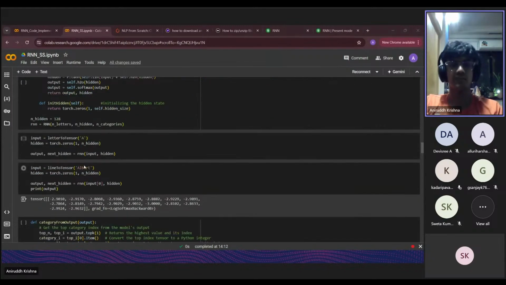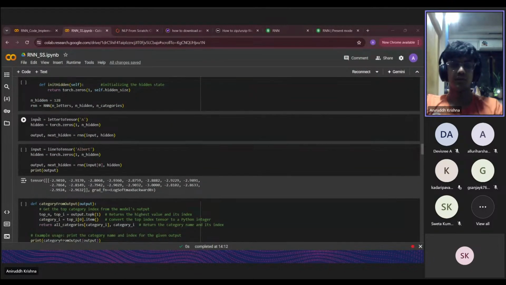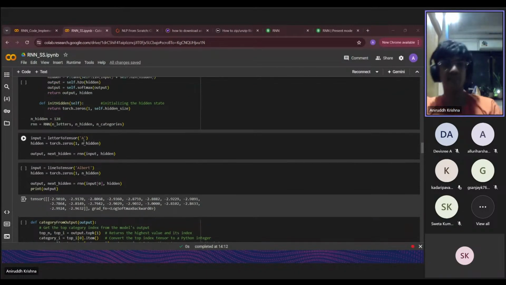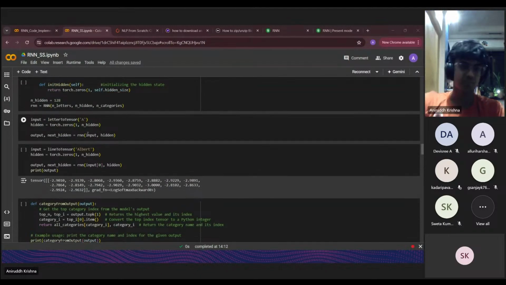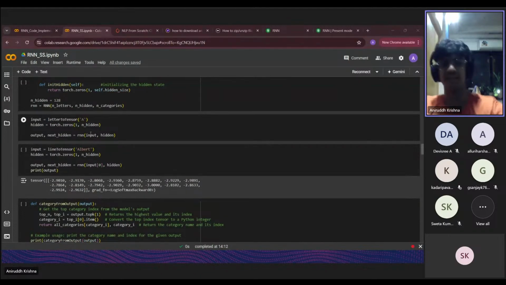Now, for example, I define input as letter_to_tensor of just the letter A, and hidden as torch.zeros(1, n_hidden), which I could also have done by calling this function init_hidden, or I could just directly define it as follows. And then I want the output and the next hidden state that I would be getting from this. So I pass these two, this input and hidden, through the RNN that I formed. Now this will give me some values inside a tensor.